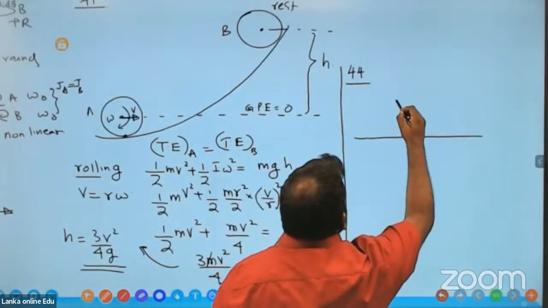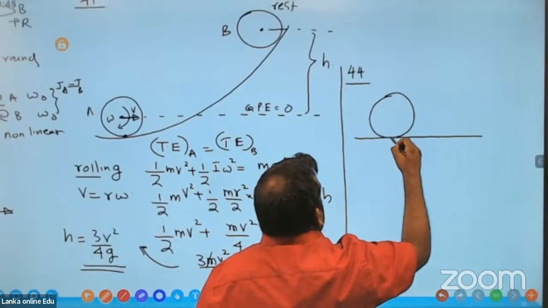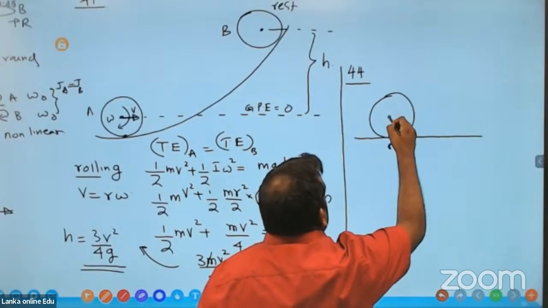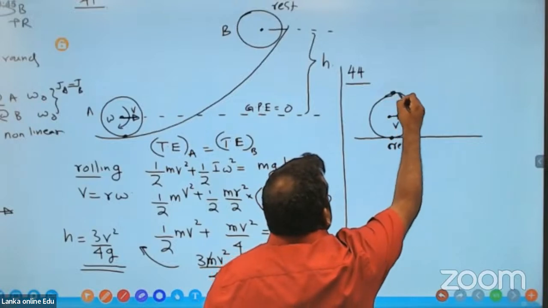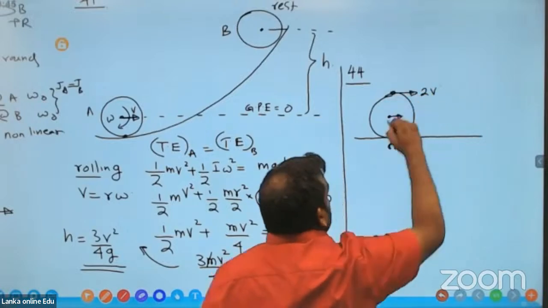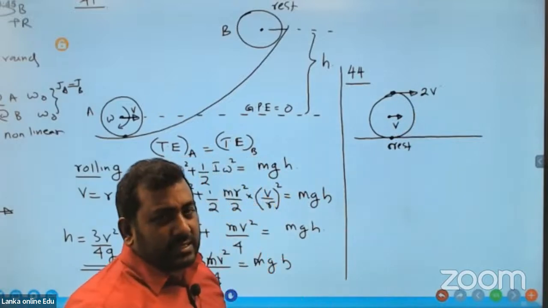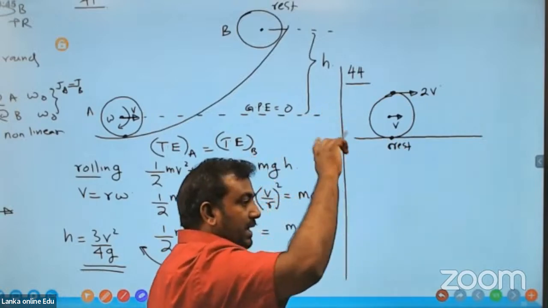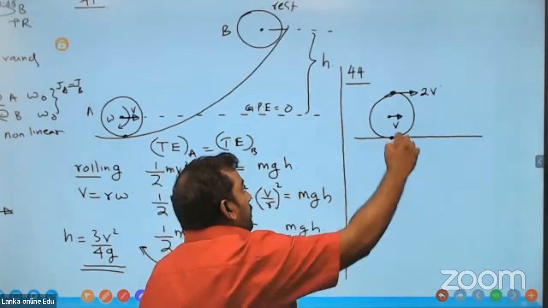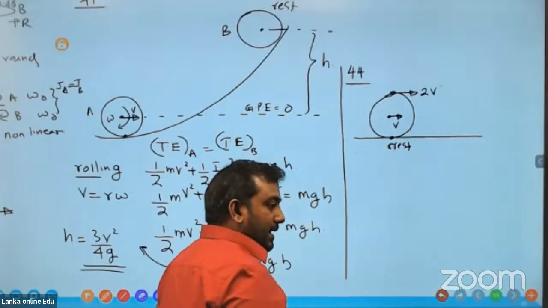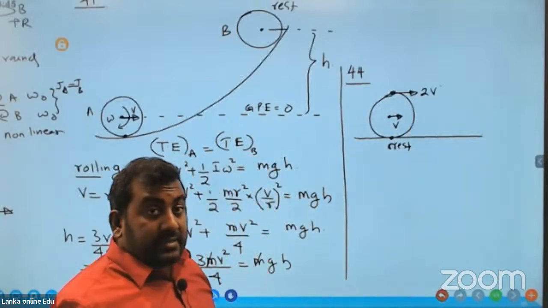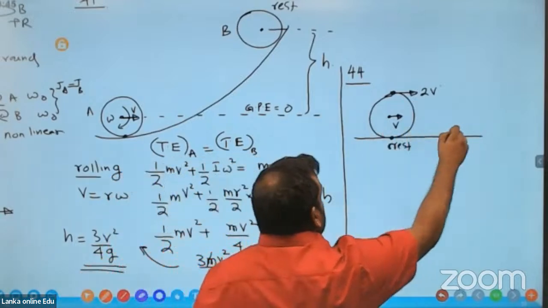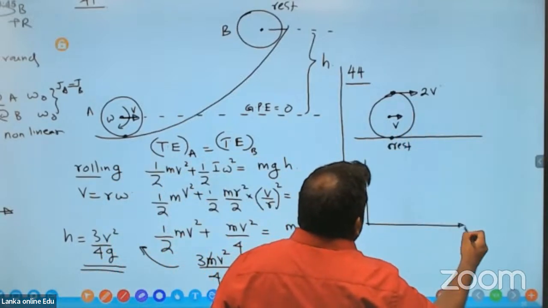Interesting. Remember, rolling means the bottommost point is always at rest. Here the velocity is v, which means the highest point always has velocity 2v, just like we did in the earlier question. From 0 to 2v, there is going to be a non-linear increase. 2v to 0, there will be a non-linear decrease. Since it's going horizontally on a horizontal surface, the time taken will be the same.